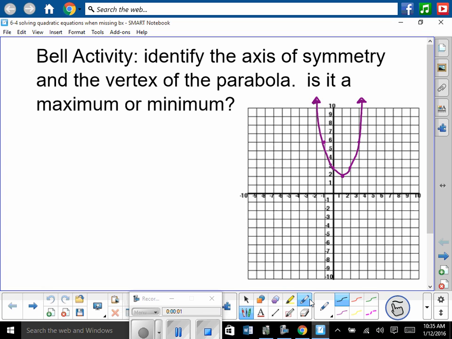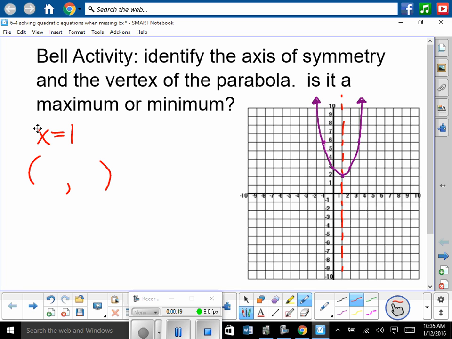Identify the axis of symmetry. So x is equal to 1. Very good. It is symmetric on that x value. The parabola is symmetric along that x value. What is my vertex?